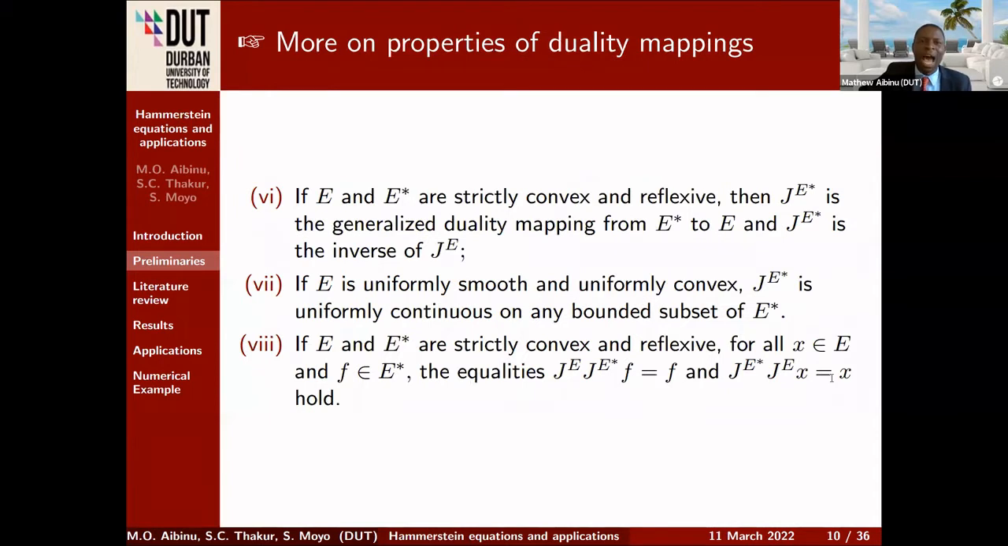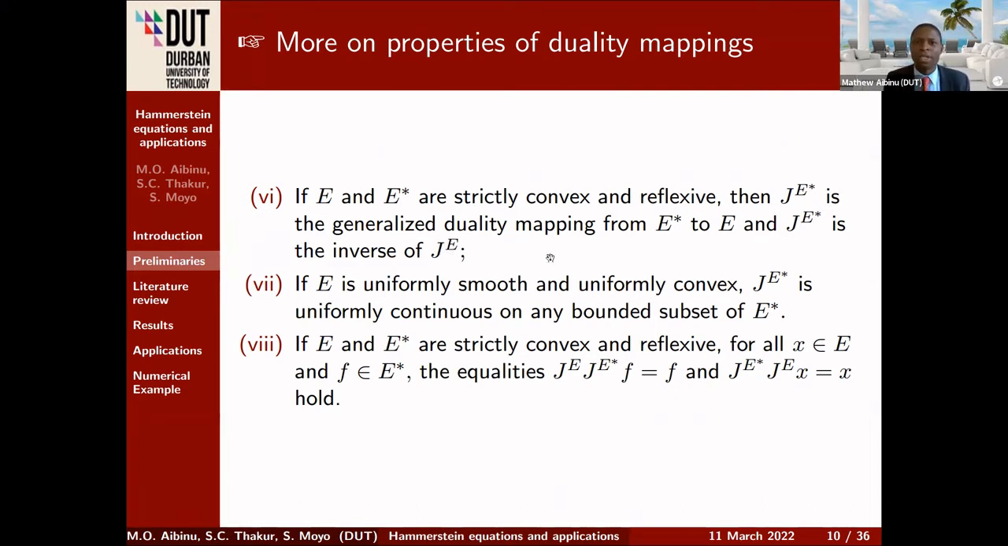And if E and E star, where E star denotes the dual of E, are strictly convex and reflexive, then J_E star is also a generalized duality mapping. But in this case, it is a generalized duality mapping from E star to E. You recall that the generalized duality mapping is defined from E to E star. But now J_E star is defined from E star to E, and it is indeed the inverse of J_E.